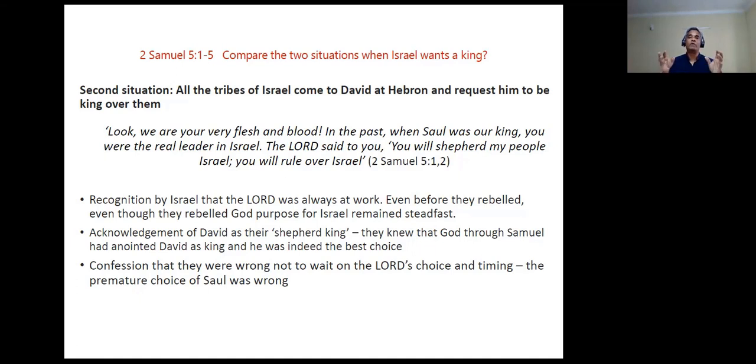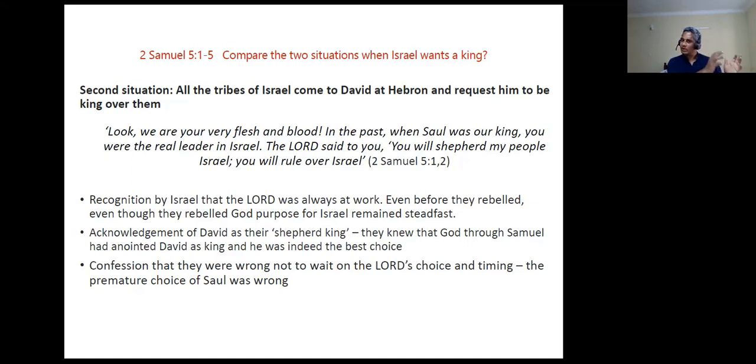So it's very obvious that there is a strong recognition by Israel that the Lord was always at work, even when they were in rebellion. Even though they rebelled, they knew God's purpose for Israel remained steadfast, and that he would pick a man after his own heart to lead his people. They are now acknowledging David as their shepherd king, right? They're saying David is their shepherd king.